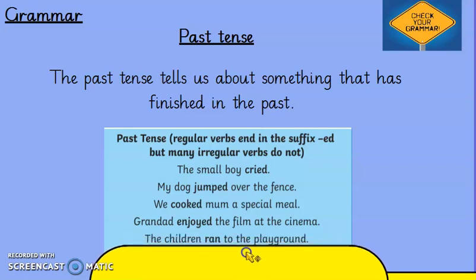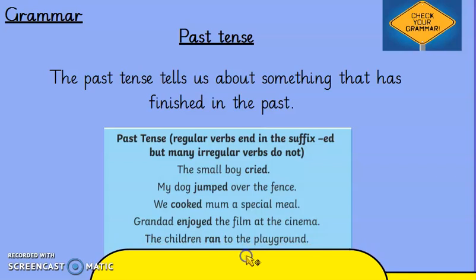Now, have a look at this one then. The children ran to the playground. Now, this is a tricky one. Now, you might have guessed this is an irregular verb. Now, when we say ran, it's the past tense. Run is the present tense, but we can't write rand. It just wouldn't make sense. It just wouldn't sound right. So we say ran. So we don't add ed to the end of the main word.